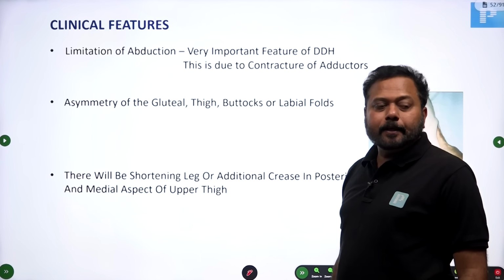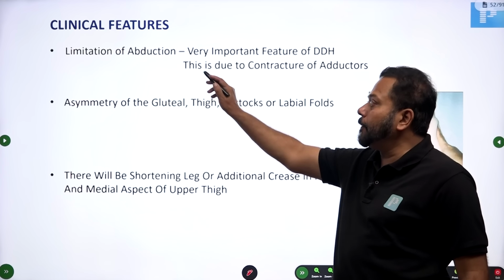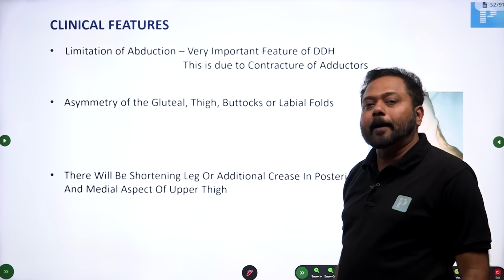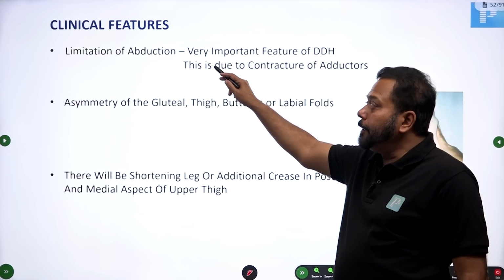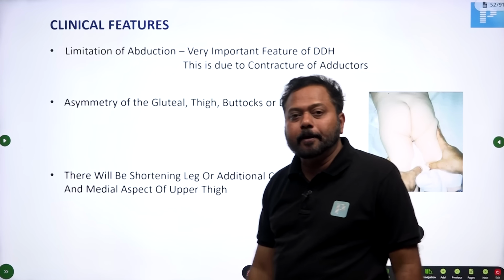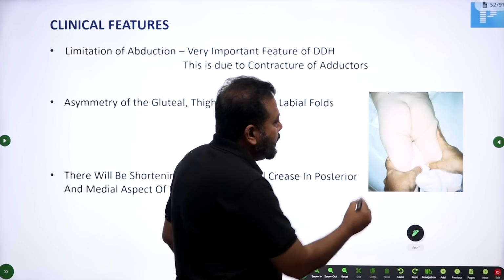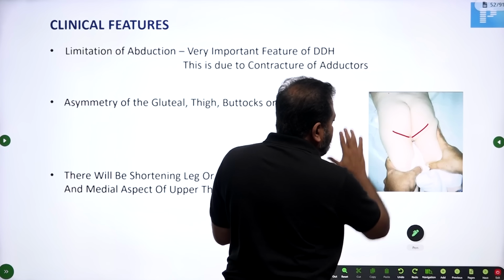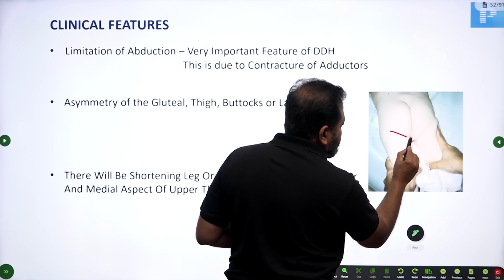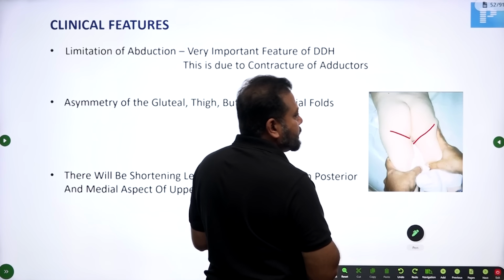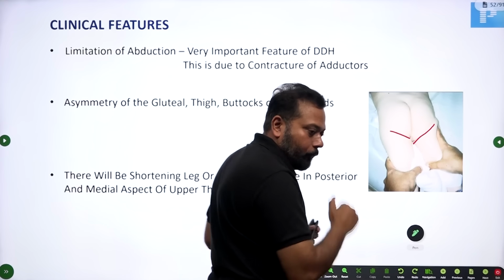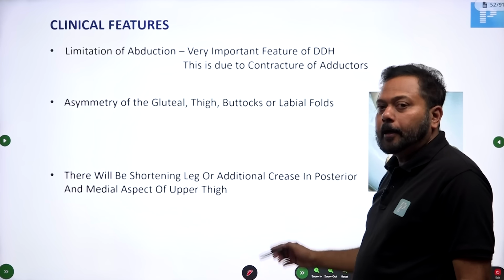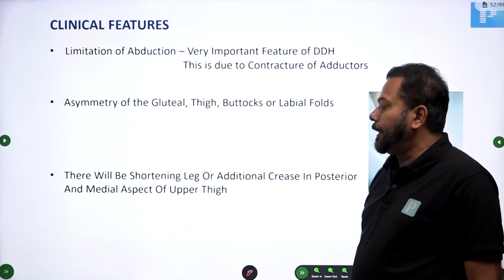The earliest clinical manifestation is limitation of abduction. A very important early sign, because in DDH they will have contraction of the adductors. So, limitation of abduction. Asymmetry of the gluteal fold. You see here, one gluteal fold is here, another should be here only. But when you see this picture, one fold is here, another fold is here. So it is asymmetry of the gluteal folds. Very important thing. Right? There will be shortening of the leg or an additional crease in the postero-medial aspect of the upper thigh.